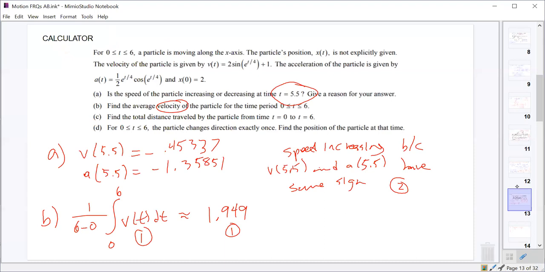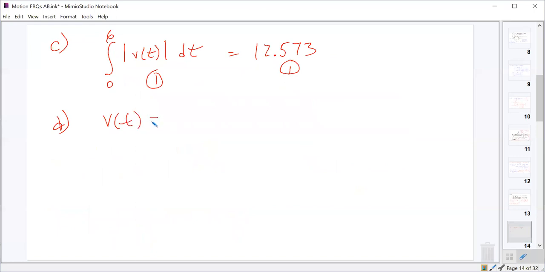All right, part D. From 0 to 6, the particle changes direction exactly once. Find the position of the particle at that time. If the particle changes direction, that means its velocity must change from either positive to negative or negative to positive. So we need to figure out when the velocity equals 0. So we would say v of t equals 0. When does v of t equal 0? At t equals 5.19552. Everybody good with that?